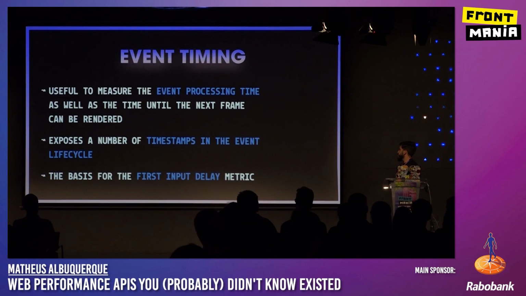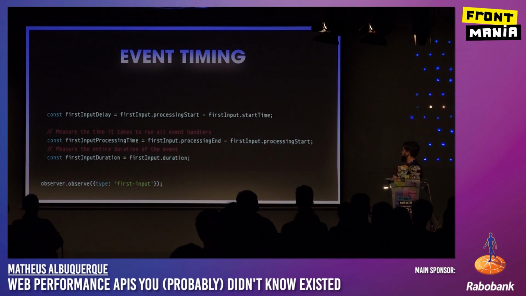And last but not least, event timing. This one is really interesting because it's the basis for first input delay, and it's really helpful for tracking that kind of problem we discussed in the beginning. It's really good, for example, for detecting the first input delay. So you can create an observer that observes. As you can see, we're always using PerformanceObserver. And then you can do your own math, for example, to get the duration in that.